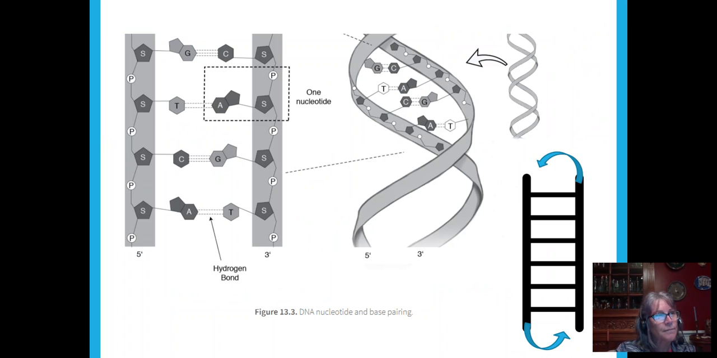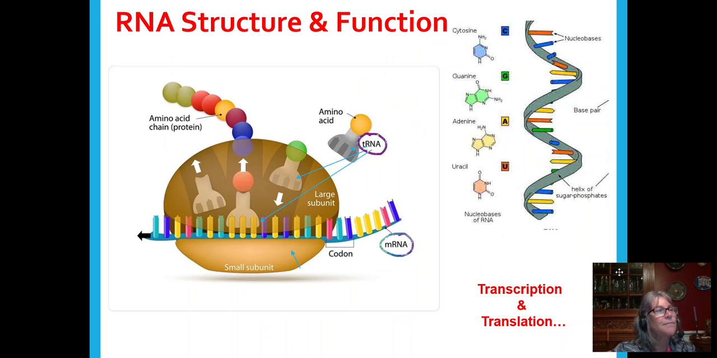So here we see the hydrogen bonding, 3s and 2s. There's a single nucleotide. And then because of that bonding orientation, this is going to curve. So it's like a ladder that somebody took and twisted. All right, that's my DNA.